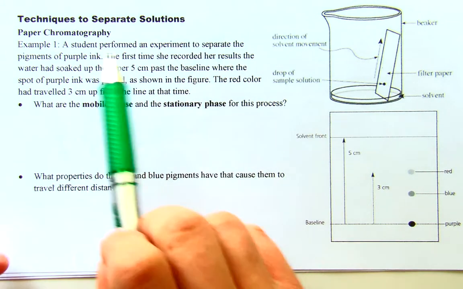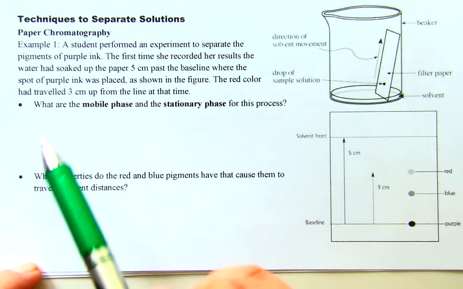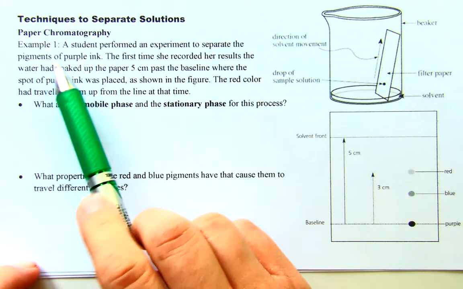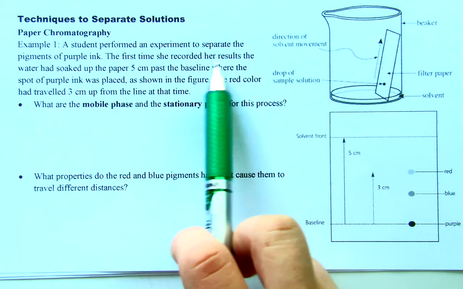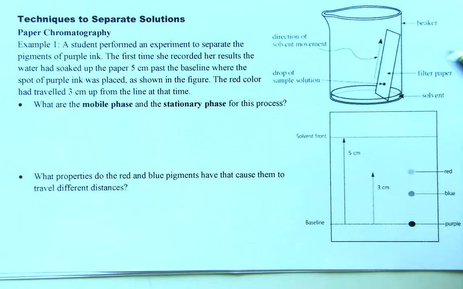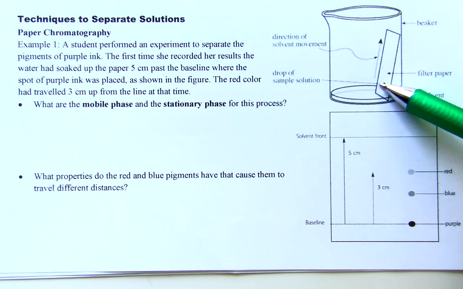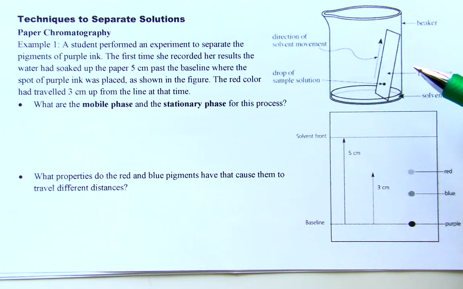So for an example, for our paper chromatography, here's our setup. A student performed an experiment to separate the pigments of purple ink, and as you saw, the purple ink, or any ink, is going to be composed of all different color inks, all different molecules. The first time she recorded her results, the water had soaked up the paper 5 centimeters past the baseline, where the spot of purple was initially placed. So this drop of the purple is right there. And eventually your solvent's going to move up, and your first line, or the red color, traveled 3 centimeters up from the line at that time.